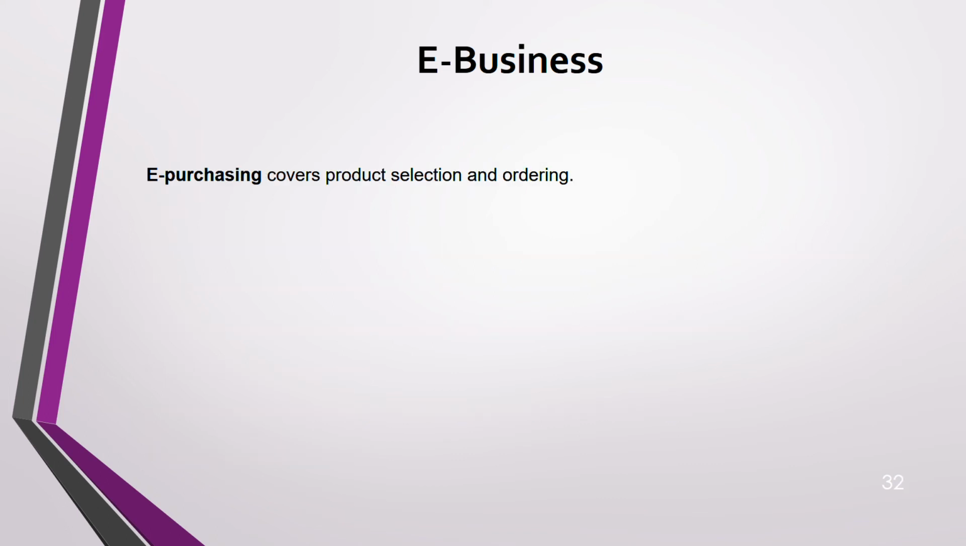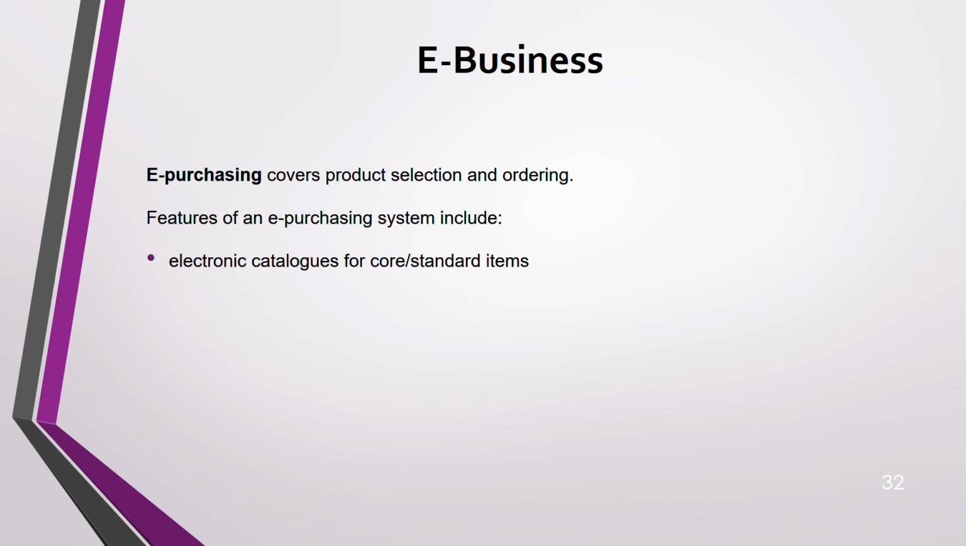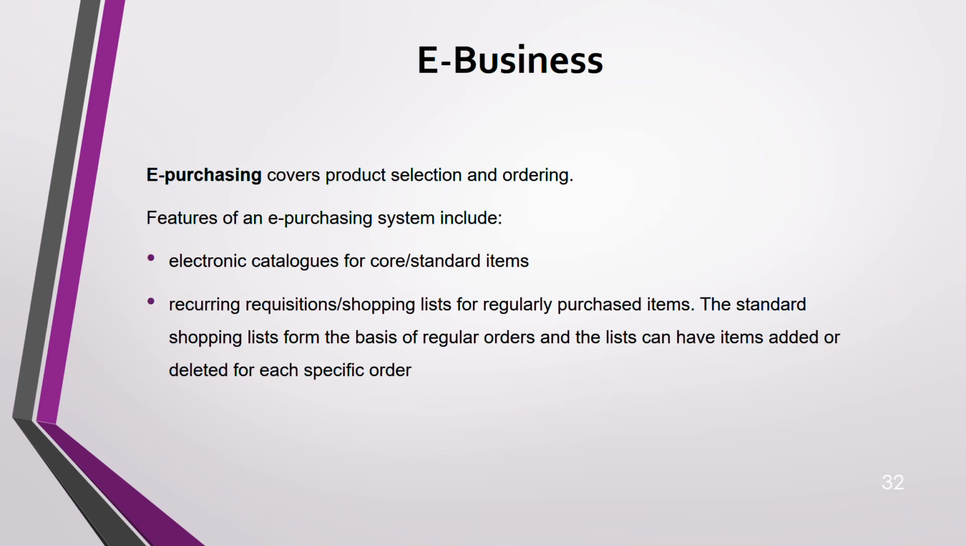Next stage is e-purchasing. E-sourcing is the first stage. After that comes e-purchasing. After that comes e-payment. E-purchasing covers product selection and ordering. So these are the features of an e-purchasing system. Electronic catalogs are there for some core or standard items. Recurring requisitions are there. Some purchases always need to be ordered, like your stationery items, so for that we have a list of regularly purchased items. Later, if you want to add an additional product or delete, you can delete it from that order.